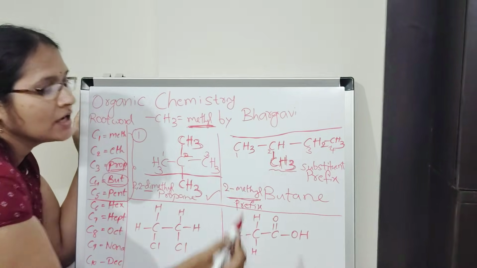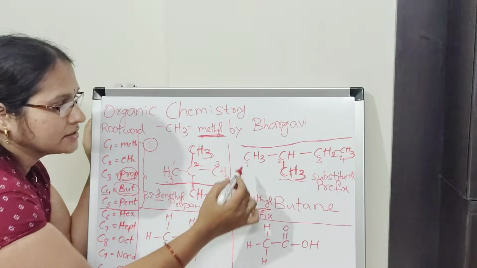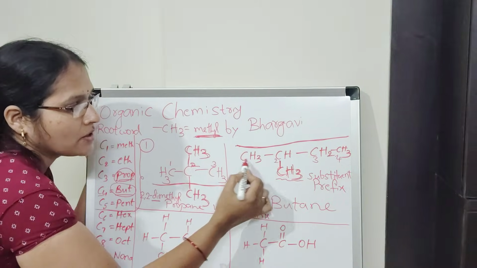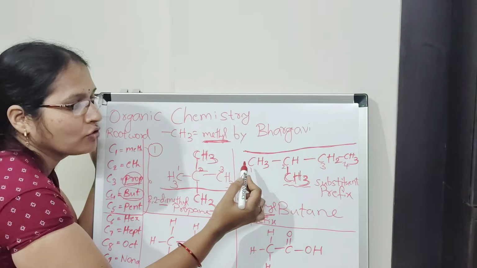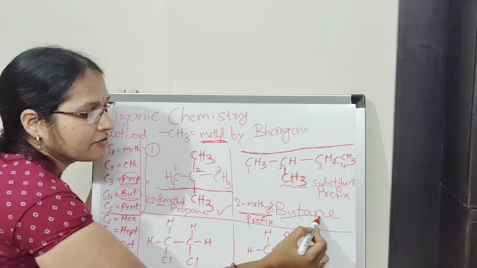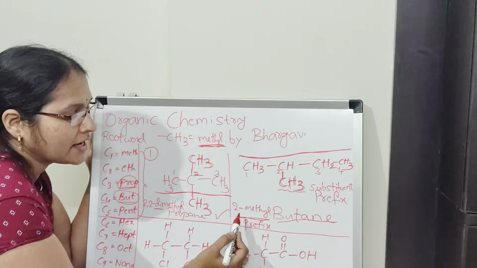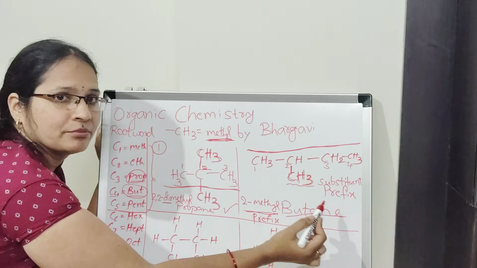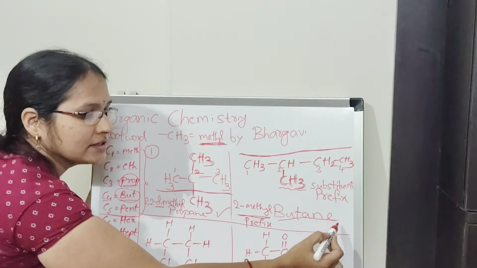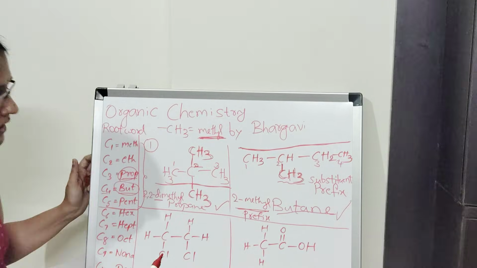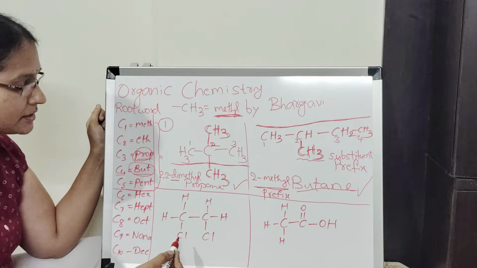So we should call it 2-methyl butane. This is the parent chain. In this formula, we have 4 carbons with single bonds, which we have written as butane. At the second position you have a CH3 group, which we have written as a prefix: 2-methyl butane. Is that clear, children? Hope so. Let us move on to the next example.